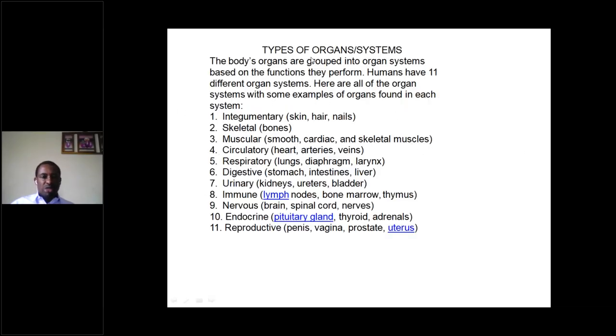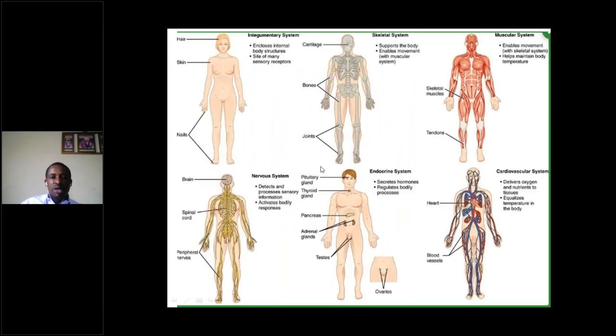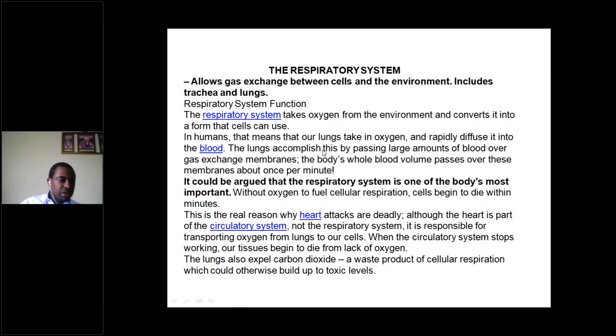So back to what we were doing last week, we know that in the body we have 11 systems: the integumentary, the skeletal, the muscular, the circulatory, respiratory, digestive, urinary, immune, nervous system, endocrine, and the reproductive system. Today we're going to look at them one by one. We've already done this in our last class.